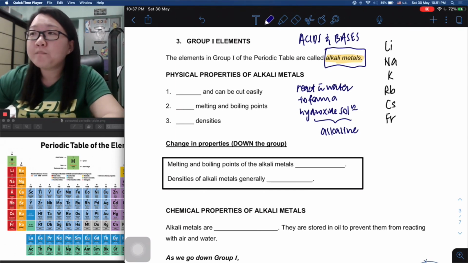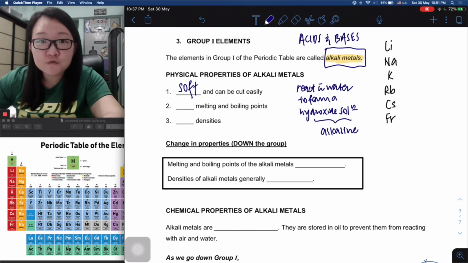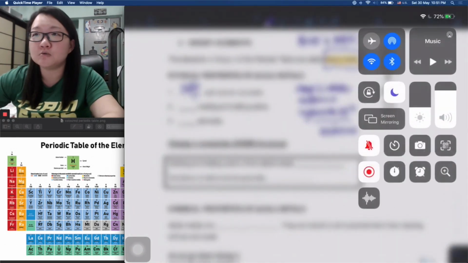For now, let's continue to talk about physical properties of alkali metals. There are 3 that you need to know. The first one is that the alkali metals are very soft and therefore can be cut very easily. Let's watch some videos to demonstrate what this means.